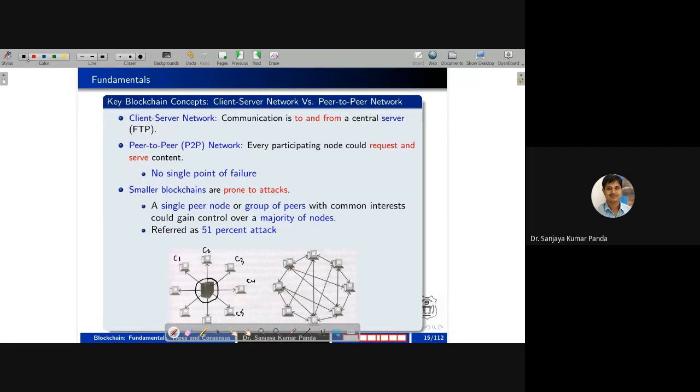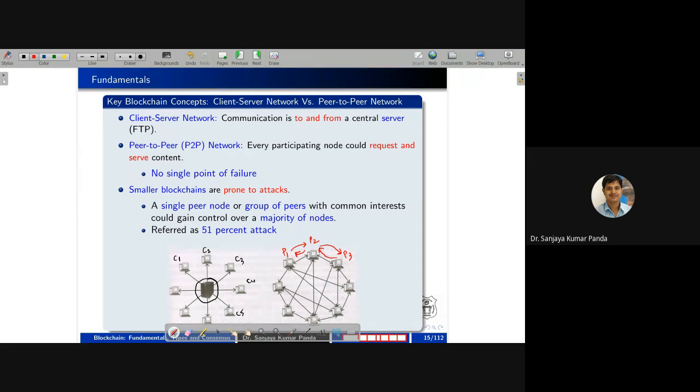So when you go for a peer-to-peer network, you can see here one peer is connected to another peer with dedicated lines, you can say. Every participating node in this network can request and serve content. Like peer P1 can make a request to peer P2, and this request is made from P1 to P2, but the content is delivered from P2 to P1. At the same time, if P2 needs something which is in P3, then P2 can make a request to P3, and the content will be delivered from P3 to P2.